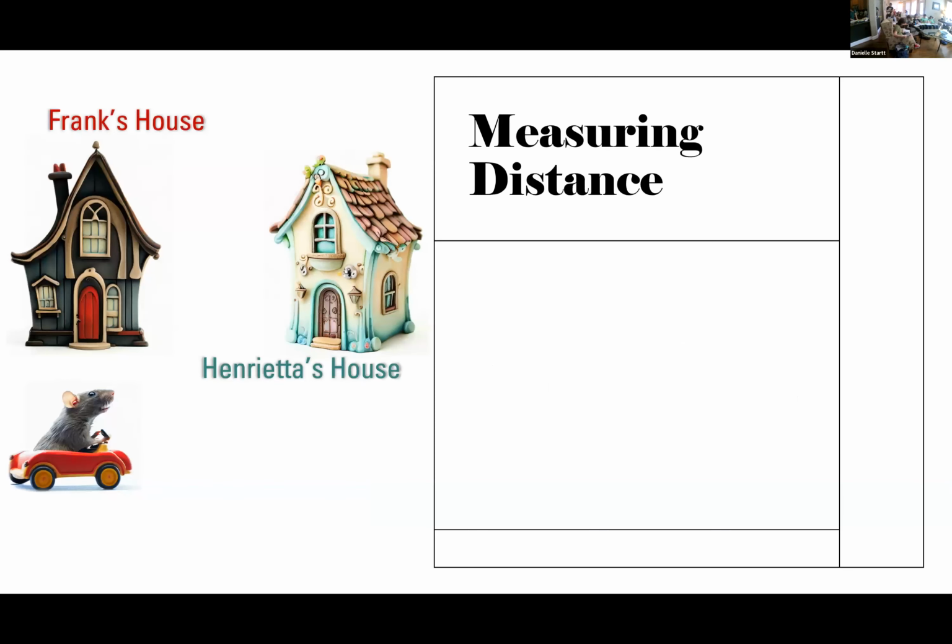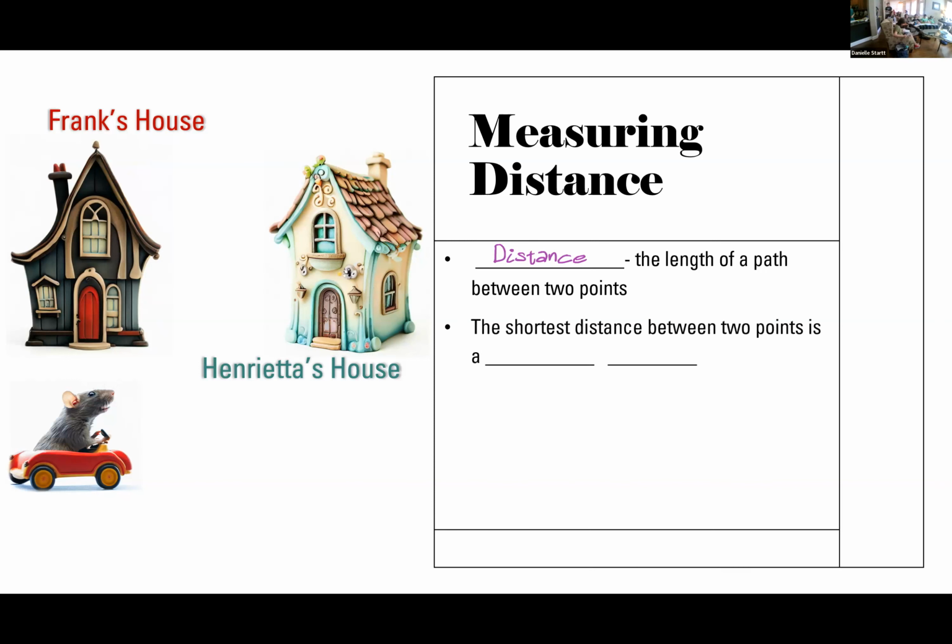So let's talk about this. These are different things. So how do we measure distance? I love AI's version of Frank and Henrietta's houses. These are great. What is the length of a path between two points? Distance. Your distance is the length of a path between two points. And everybody knows this one, so let's say it together: the shortest distance between two points is a straight line. Heard it your whole life, right?